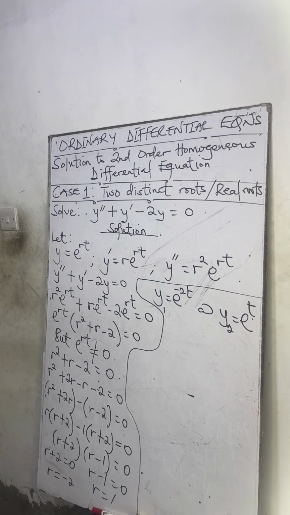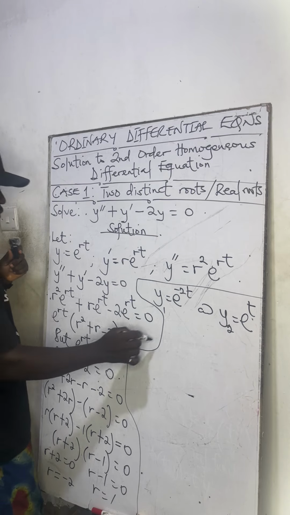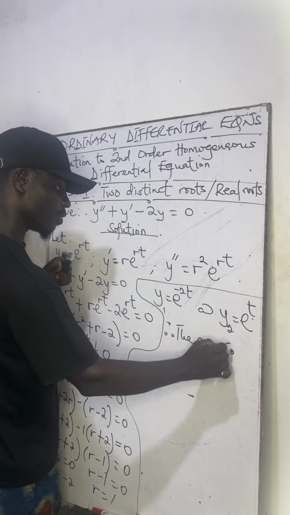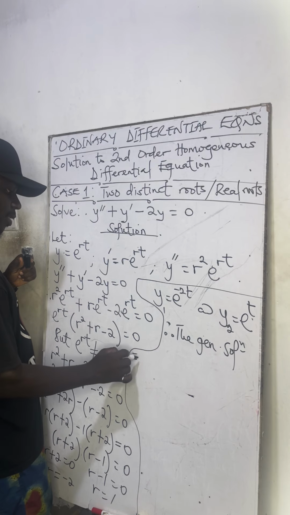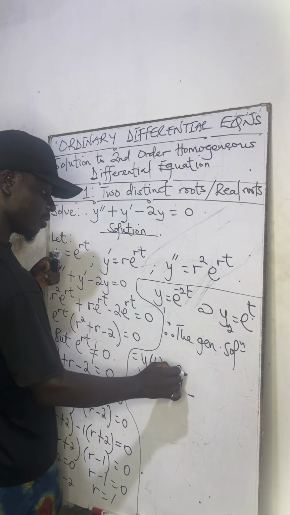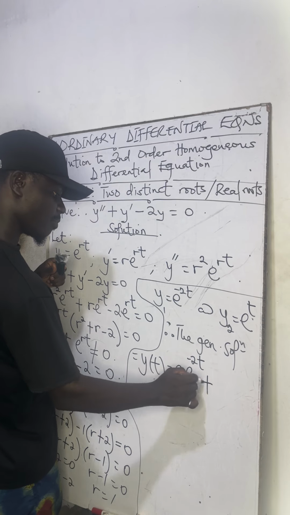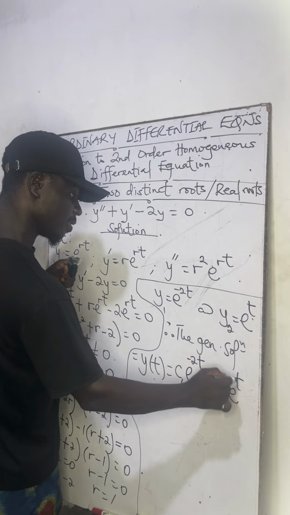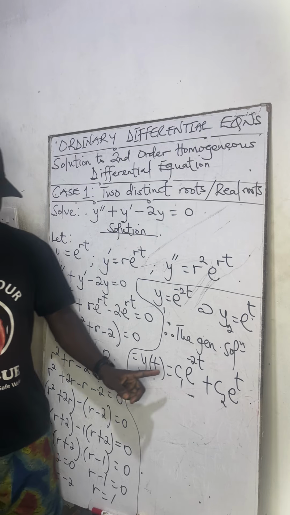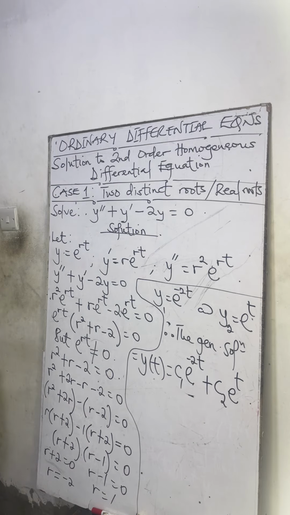Okay. So if you want the general solution, so we have the two solutions. Therefore the general solution is y of t equals c1 e exponent negative 2t plus c2 e exponent t, where c1 and c2 can be known or can be found. So c1 and c2 are variables, so we can find them.